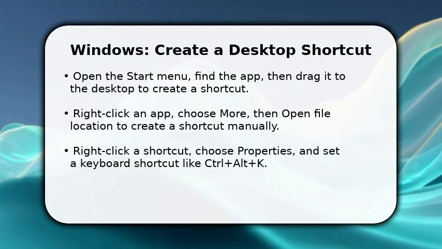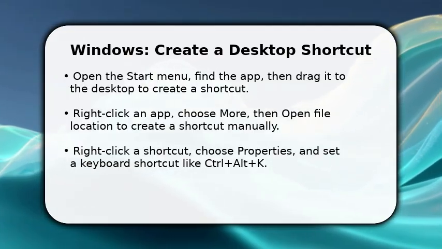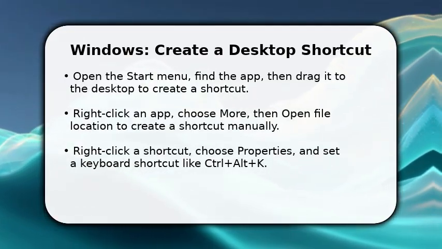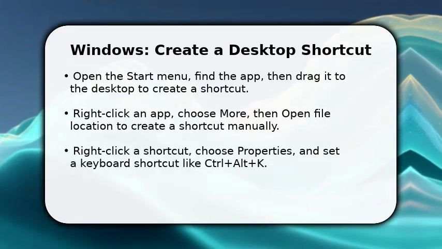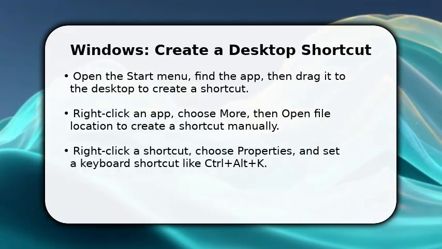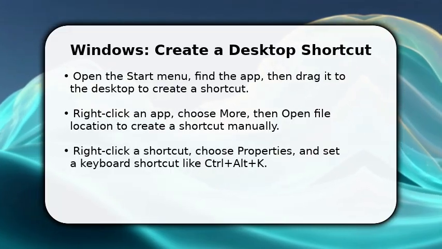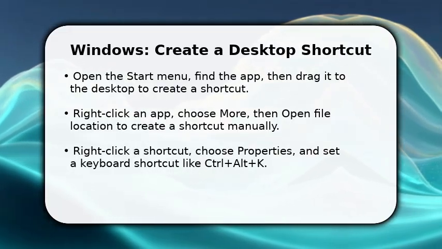Open the Start menu and locate the app you want on the desktop. Right-click the app to reveal options and choose More to open file location when needed. From the file location, drag the app icon to the desktop to automatically create a shortcut.